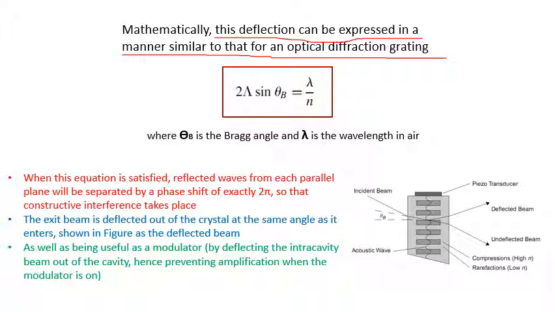So it is 2 λ_c sin θ_B = λ / n. This is the wavelength in the crystal, this is the wavelength in the air, and θ_B is definitely the Bragg angle. So from here you can calculate the wavelength inside the crystal if you know the Bragg angle, the refractive index, and the wavelength, obviously.